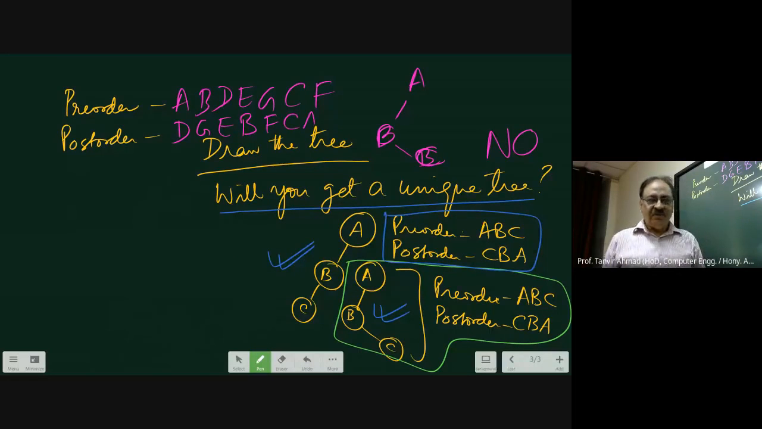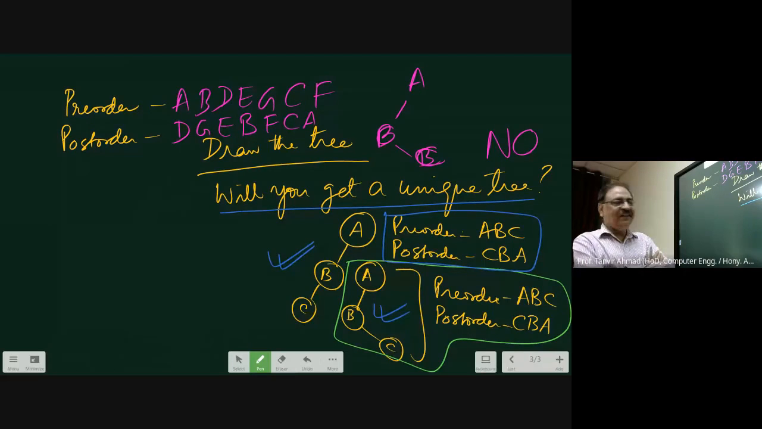Now draw again. You will get two trees with the same traversals. You may get two or more than two trees where both these traversals are satisfied, but that will not be unique. It is not always that you will get a unique tree. You might sometimes get a unique tree also.